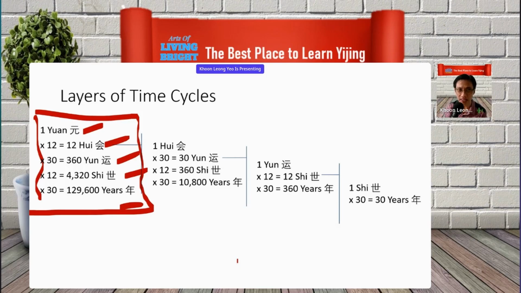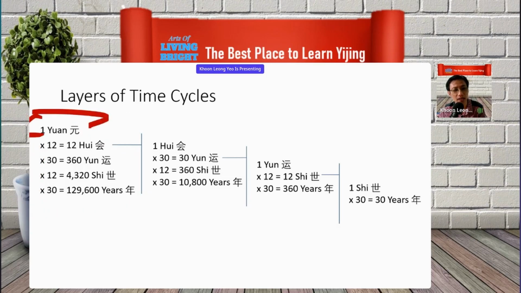Tell me who can stay so long to survive 129,600 years. I don't think anybody can. But according to theory, one period is 129,600 years. So it could mean a new civilization. Maybe before that it was a dinosaur civilization, and now we are in this human civilization. So what is the next one after that? We don't know.